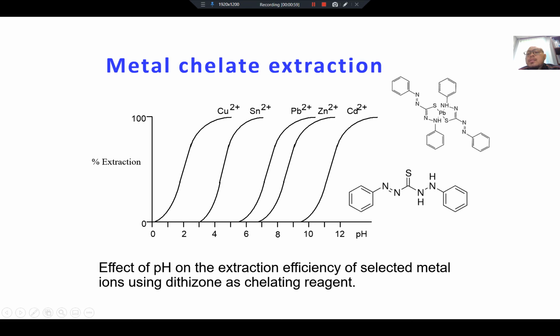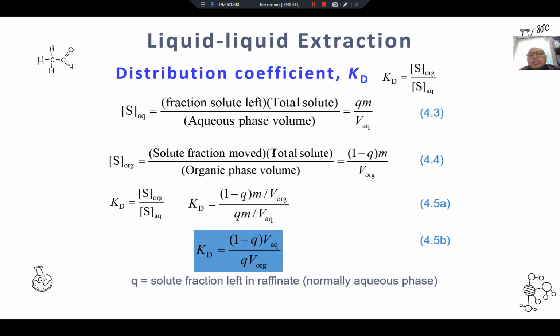So different targeted analytes may have different pH. So pH is one of the variables that you can play around with during the extraction process. Alright, so now let's look at liquid extraction, how we can modify our equation.